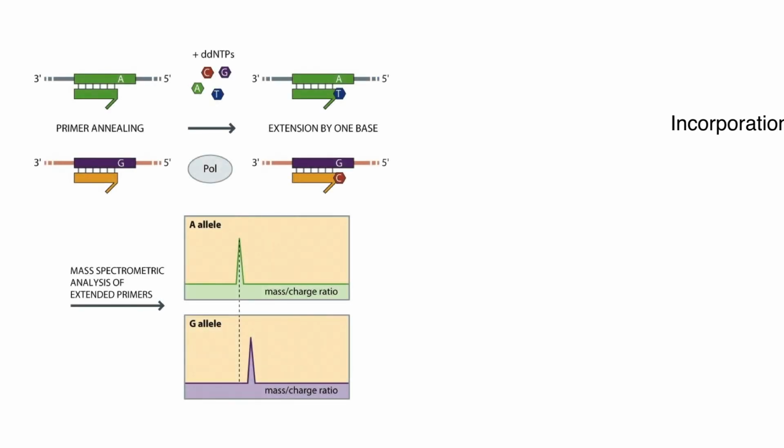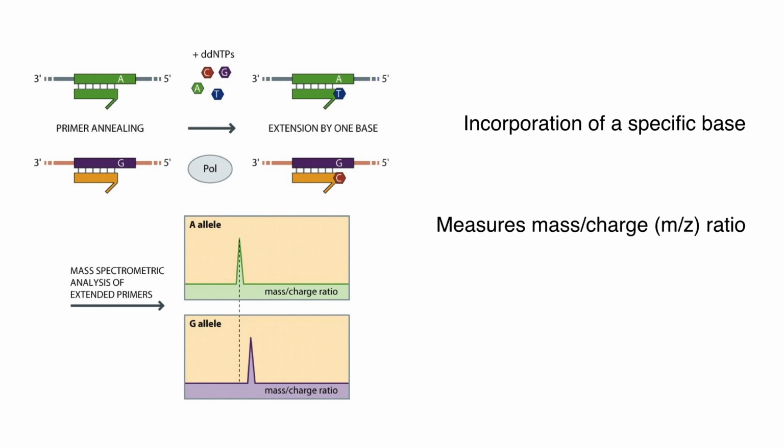We're monitoring incorporation of a specific base complementary to the SNP by measuring the mass-charge ratio of the product by mass spectrometry. The method allows multiplexing of tens of SNPs.